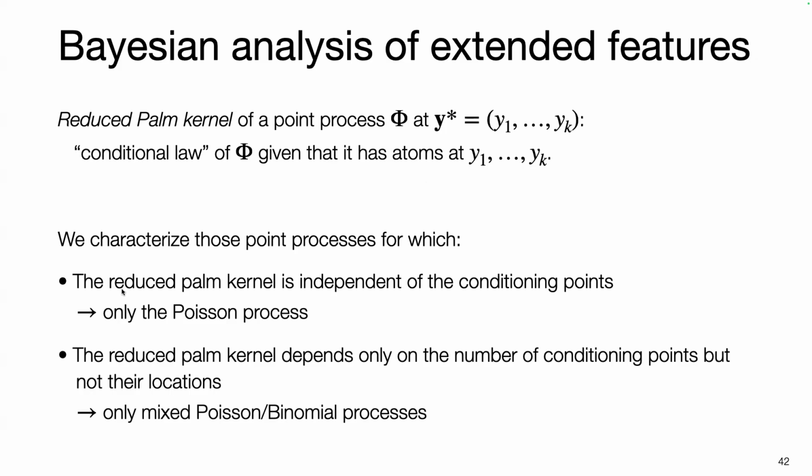And in particular, we show that the reduced Palm kernel of a point process is independent of the conditioning points if and only if this point process is a Poisson process, or depends on the conditioning points only through their cardinality, but not their location, if and only if this point process is a mixed Poisson or mixed binomial process. And this basically is how we were able to get our characterizations.